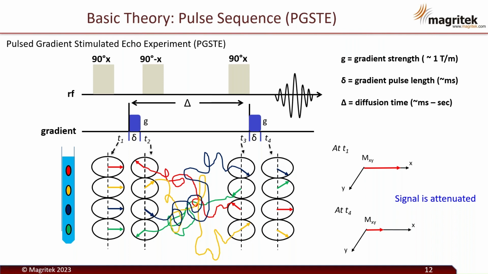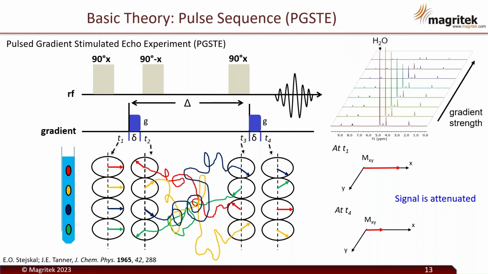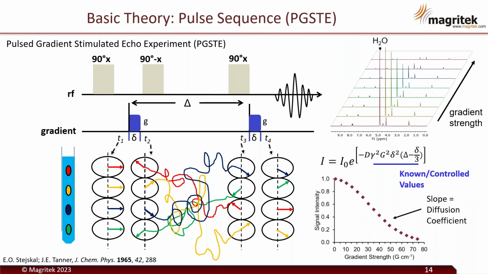So if we compare what the total spin vector looks like, at T1 we have our total spin magnetization within the transverse plane. And if diffusion occurred, we can have our signal attenuated as in T4, and now our total available signal is decreased. So when we Fourier transform after data collection, this is what we could typically see. We can vary the gradient strength, and if we do, we see signals in our FT spectra start to become attenuated, and we can then integrate these signals as a function of the gradient strength to pull out diffusion coefficients.